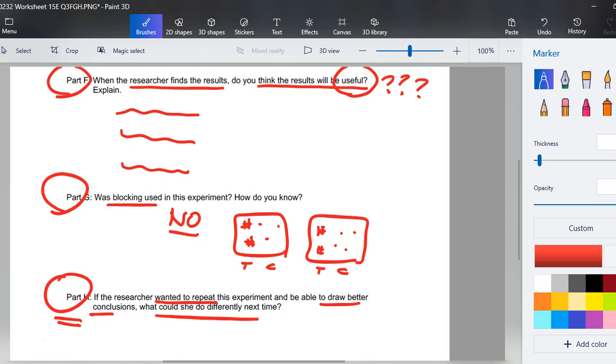Finally, the researcher wanted to repeat this experiment and draw better conclusions, and so what could she do differently next time? The researcher could tell the participants to maintain their current level of exercise just for these 3 weeks. Another idea is to have a group fitness class for all the participants, no matter what group you're in, and ask them not to do additional exercise beyond the class.